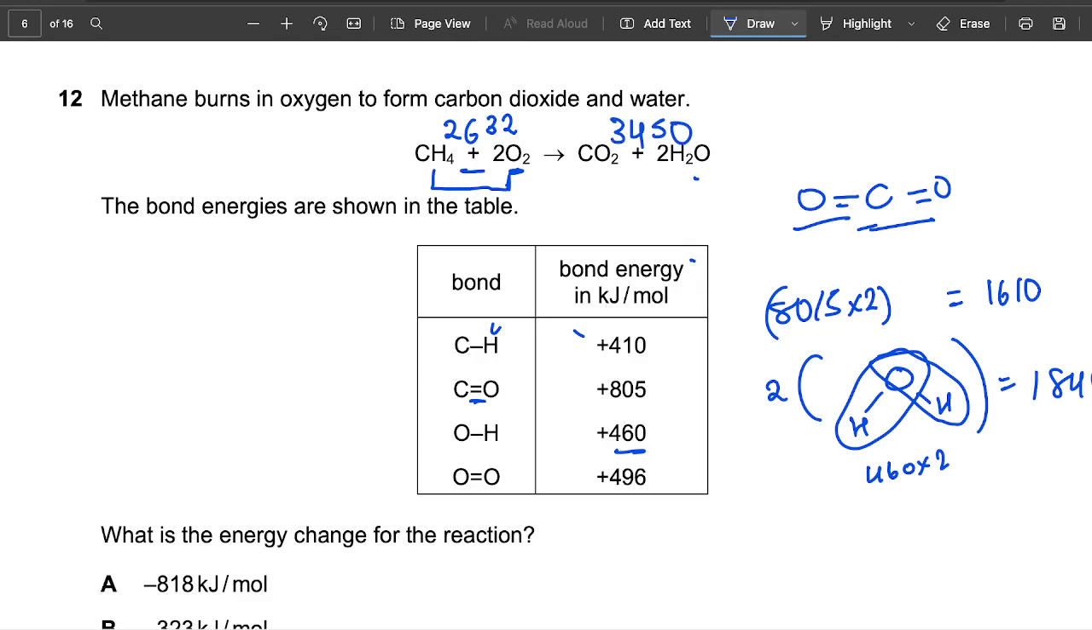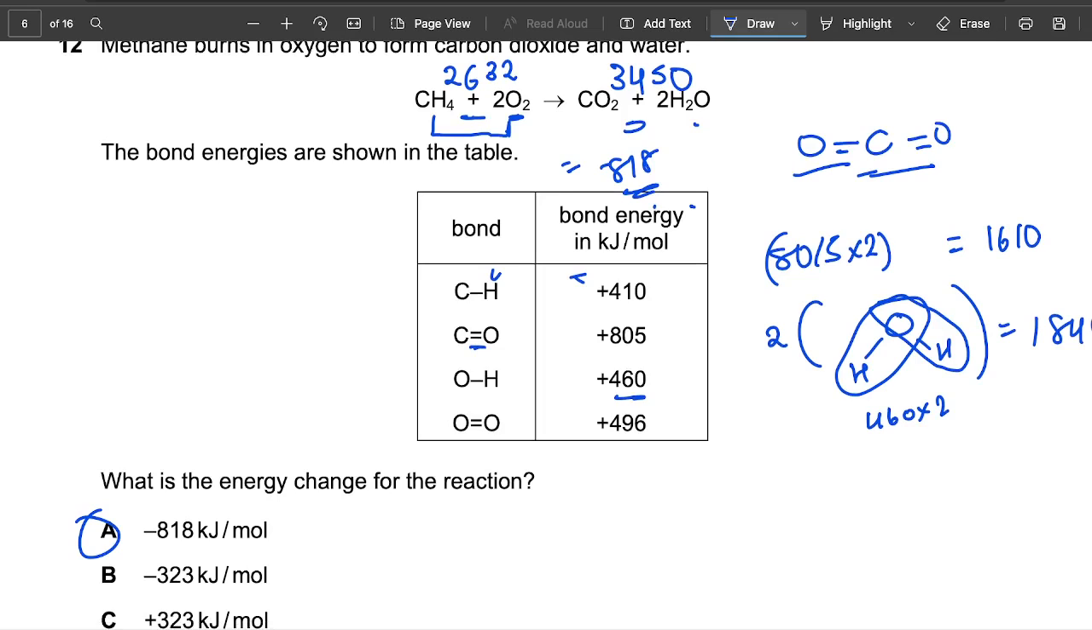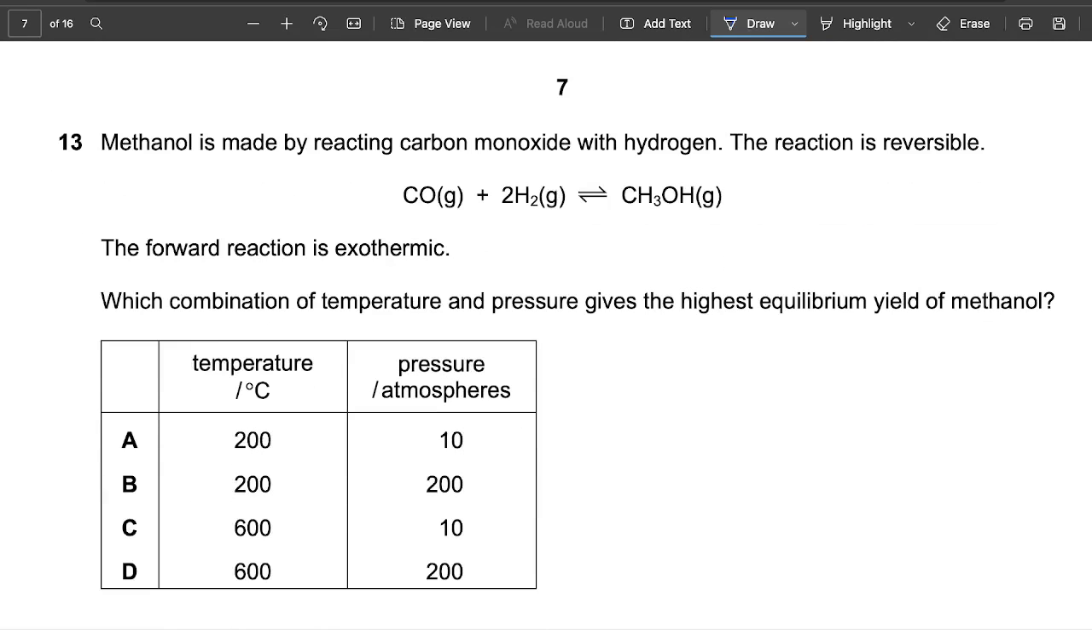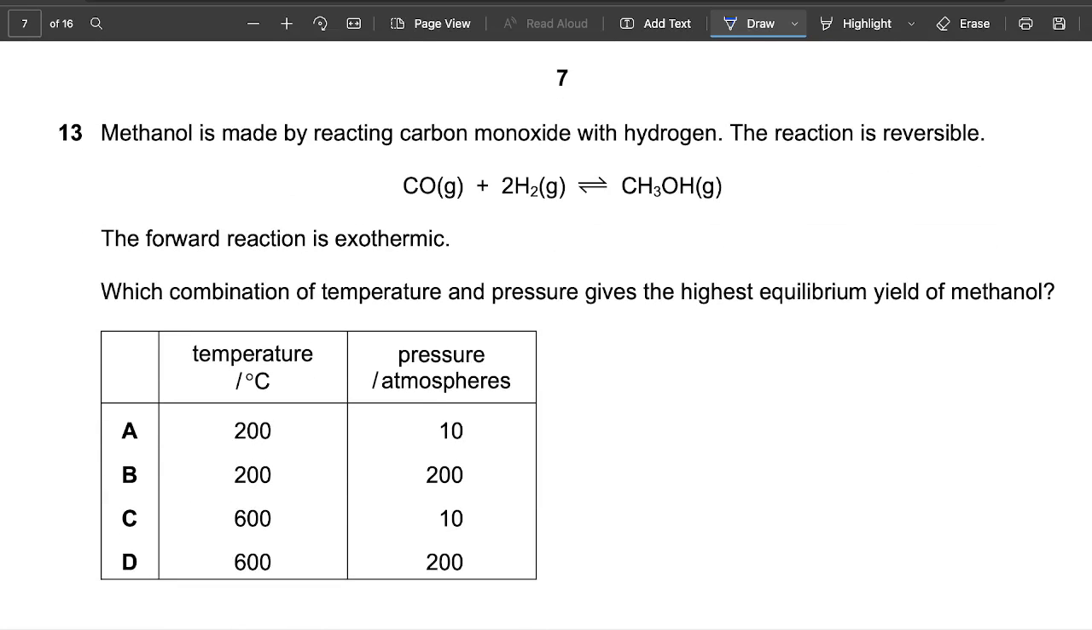3450. Now I do this minus this, so it will be 2632 minus 3450. It will give us minus 818, which is A right here. So this one, quite straightforward again. Yeah, so let us move on to the next question.